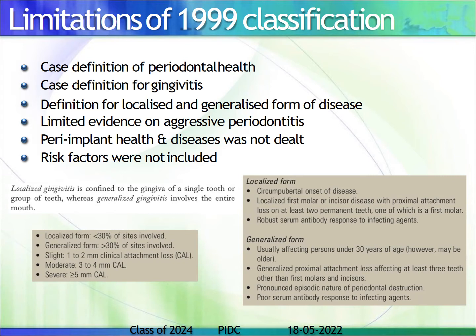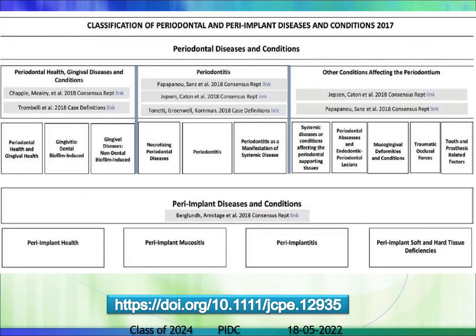So the periodontists came up with the classification in the year 2017. So it is very near, you can just imagine where 2017 is. For the last 4 or 5 years we all followed this classification, wherein periodontal diseases have been classified as periodontal health, gingival diseases and conditions.